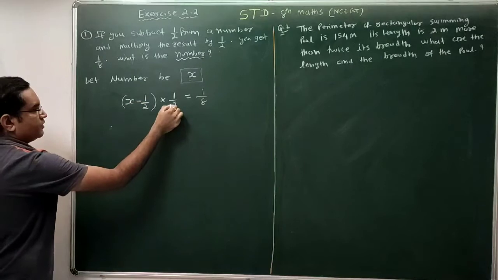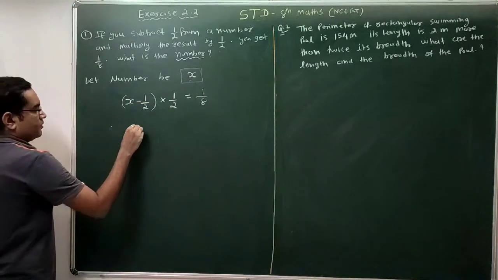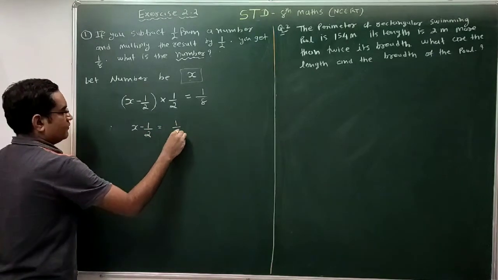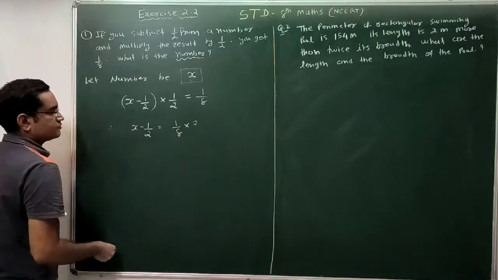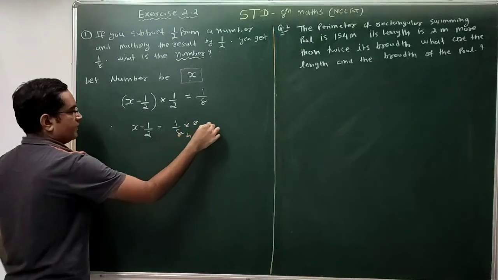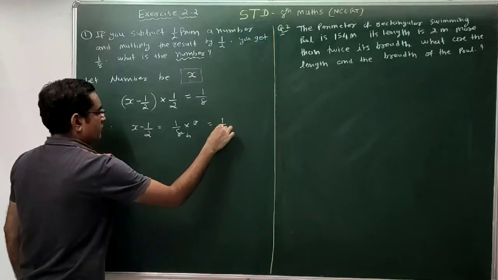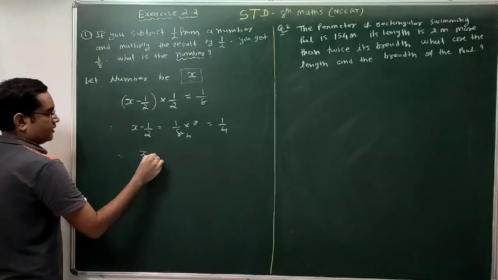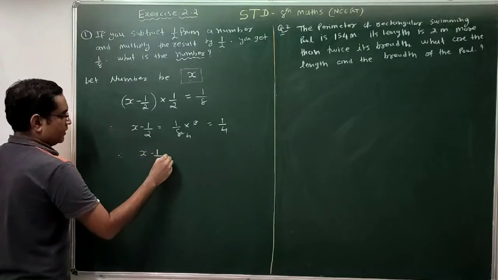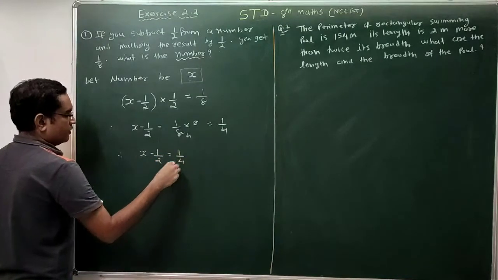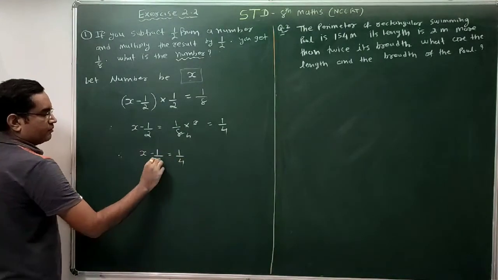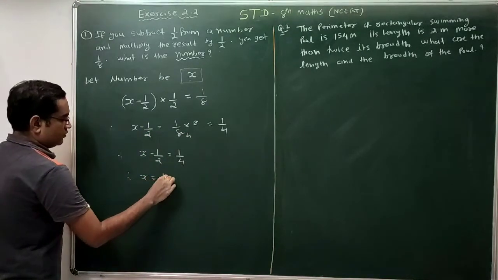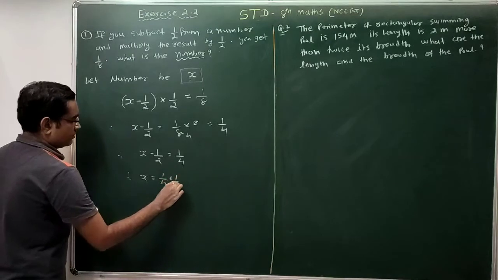This 2 is in division, it will go into multiplication. So it will be x minus 1 by 2 equal to 1 by 8 into 2. So here, cutting, 2 fours are 8. So that will be equal to 1 by 4. Therefore, x minus 1 by 2 equal to 1 by 4. Now taking this minus 1 by 2 to the right hand side, x is equal to 1 by 4 plus 1 by 2.